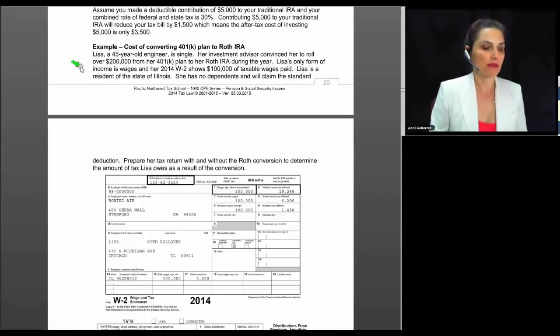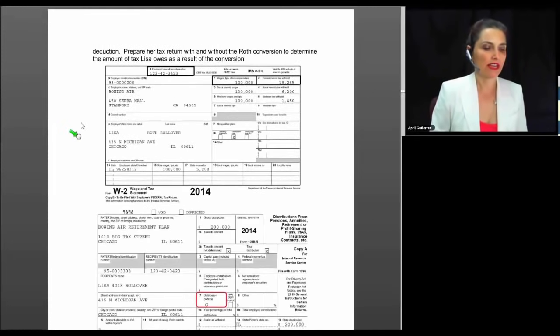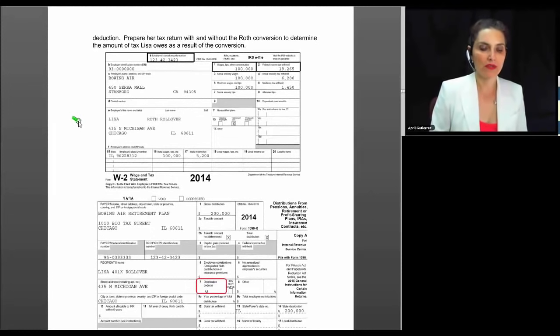Lisa's only form of income is wages, and her 2014 W-2 shows $100,000 of wages paid. Lisa is a resident of the state of Illinois. She has no dependents and will claim the standard deduction. Prepare her tax return with and without the Roth conversion to determine the amount of tax Lisa owes as a result of the conversion.